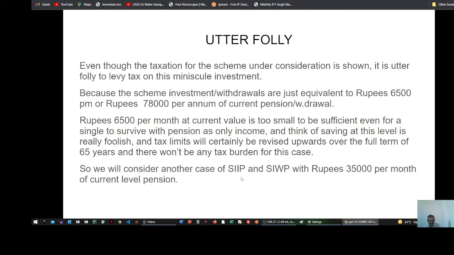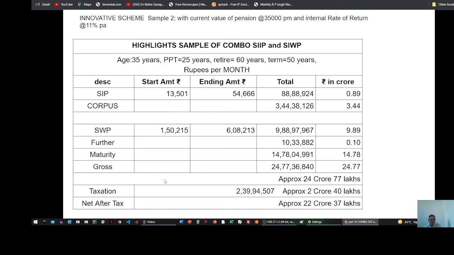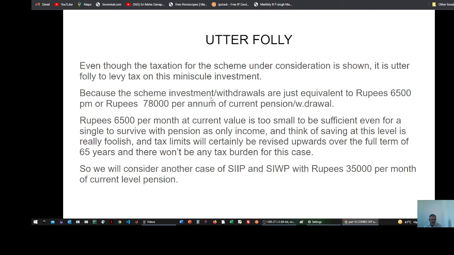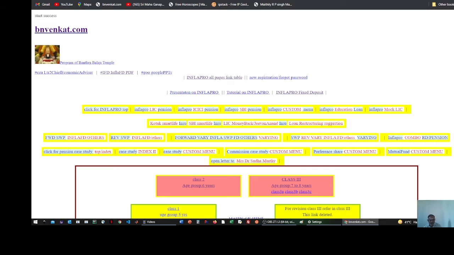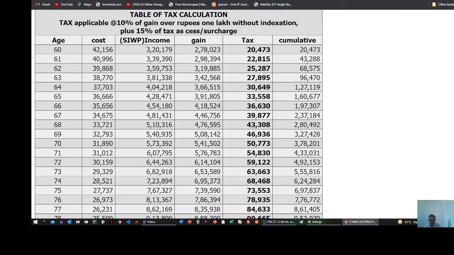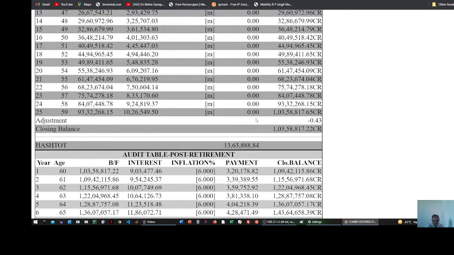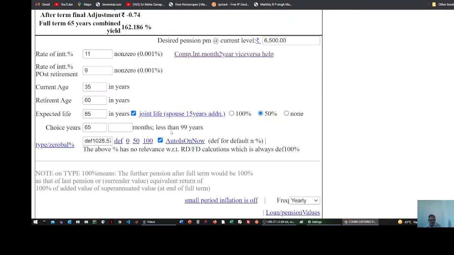So we will consider another case of systematic INFLAPRO investment plan and systematic INFLAPRO withdrawal for rupees 35,000 per month of current value pension. And here is the summary. We'll go to our site bnvk.com, and now the combo plan we can take, then refill our data. See, 35,000.